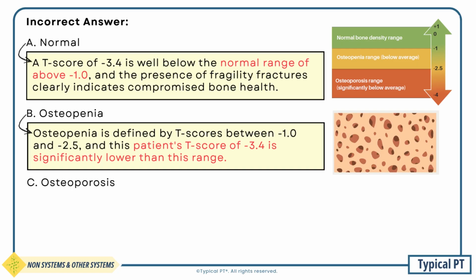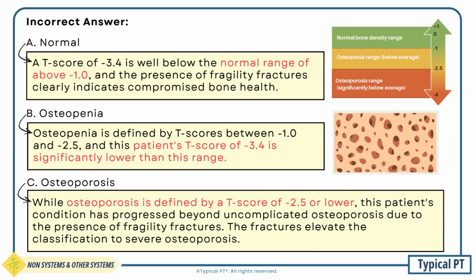Answer choice C is incorrect because while osteoporosis is defined by a T-score of -2.5 or lower, this patient's condition has progressed beyond uncomplicated osteoporosis due to the presence of fragility fractures. The fractures elevate the classification to severe osteoporosis.